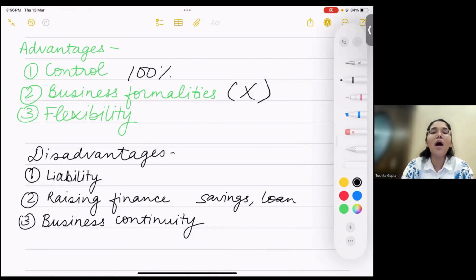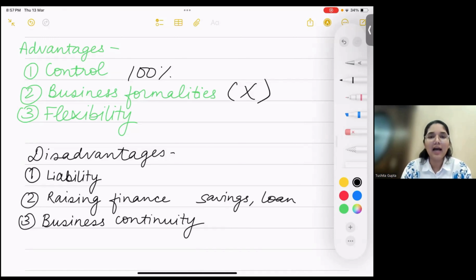But when it comes to other sorts of businesses like a partnership, there are multiple people. Multiple people can pool their resources together to have more and more finance. But if I'm alone, then I have limited capacity to raise finance.